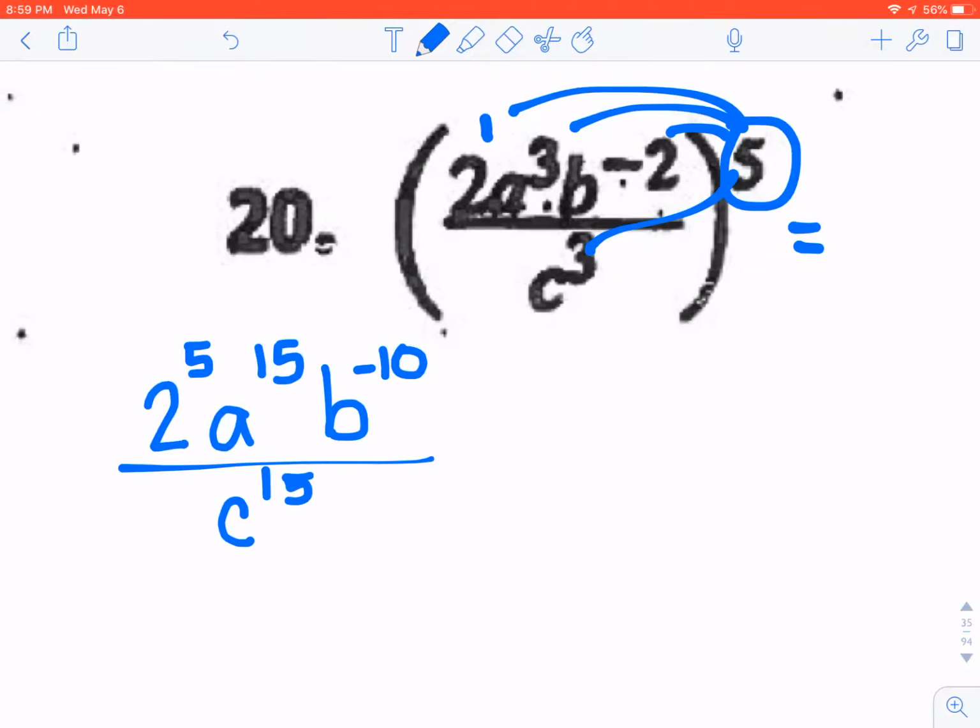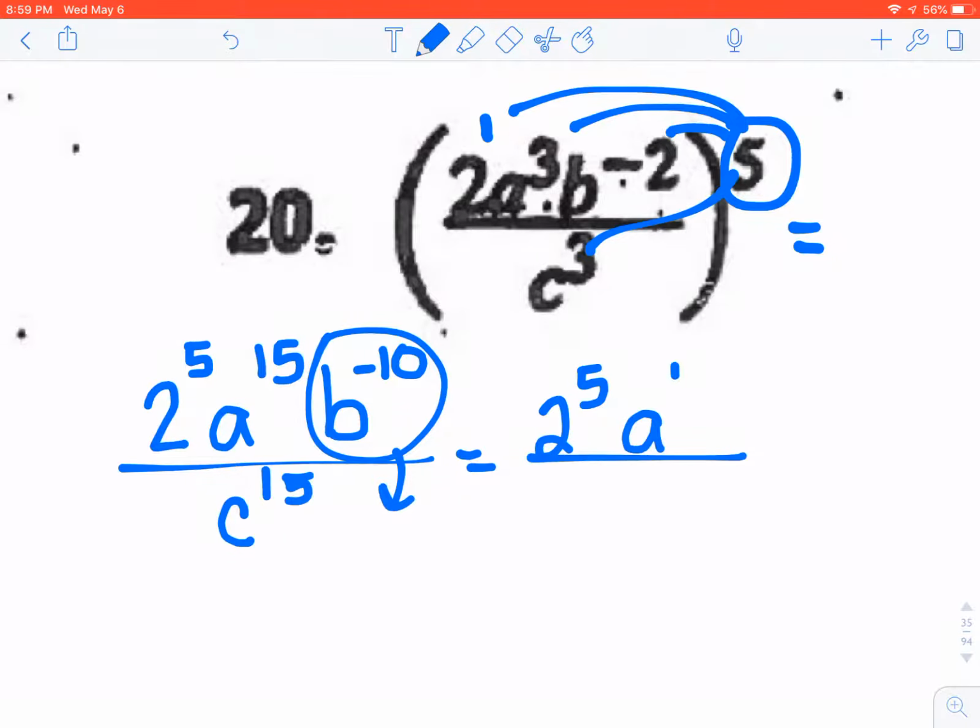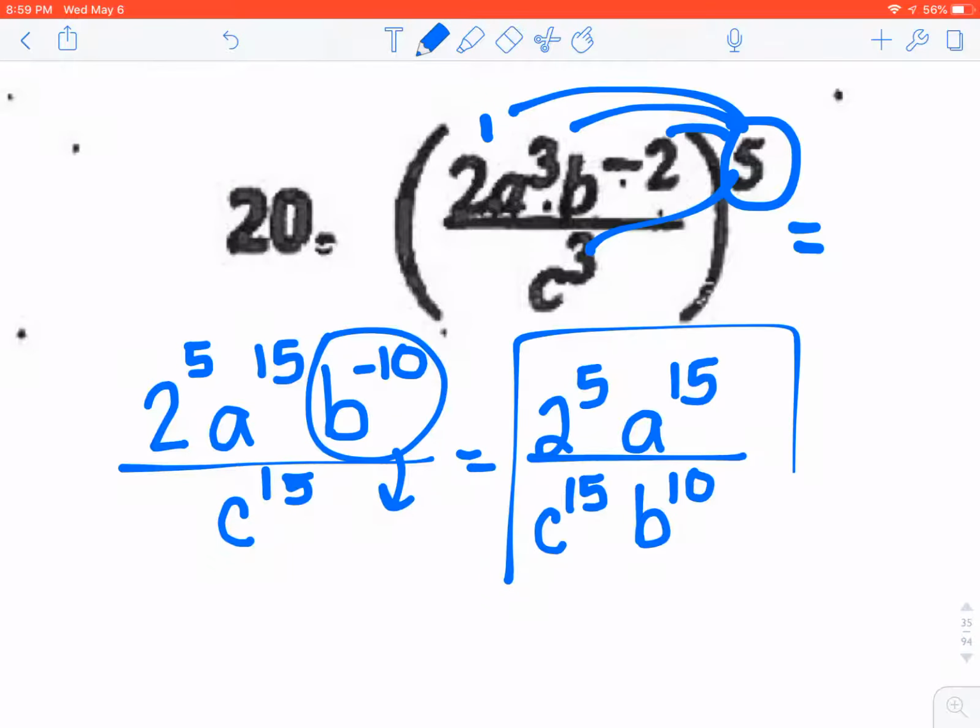Okay, once you multiply that by everything, you will move the negative exponents to the opposite side, which is step 2. So 2 to the 5th, a to the 15th, rewrite your c to the 15th on the bottom. Your b to the negative 10th moves down and becomes positive. You're done because all of your exponents are positive and all the bases are different.